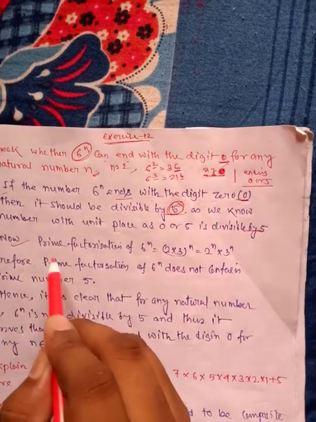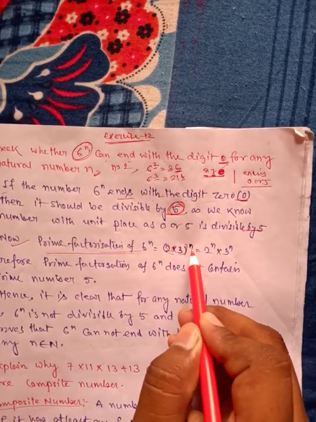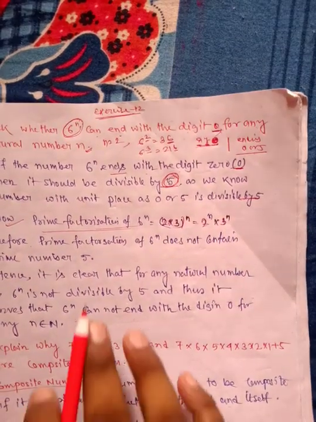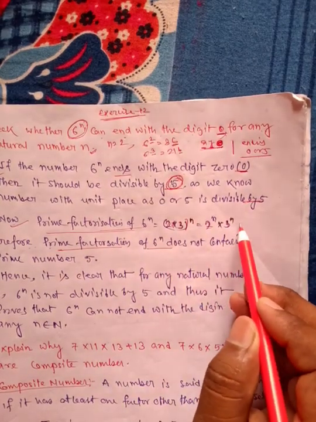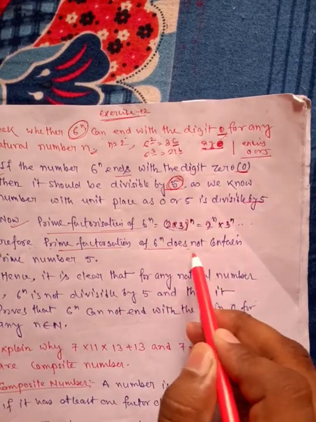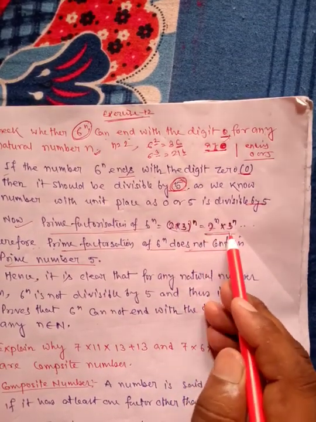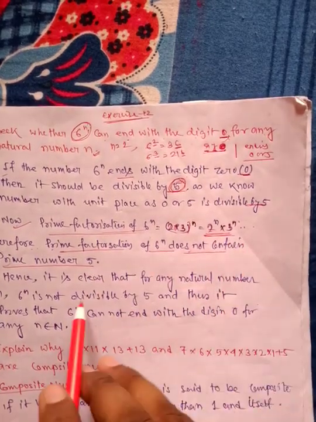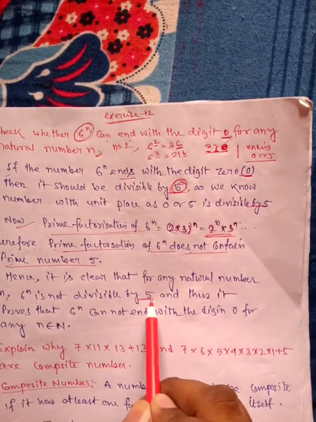But the prime factorization of 6 to the power n: 6 is 2 into 3, and the whole to the power n is 2 to the power n into 3 to the power n. So what we see here is that in the prime factorization of 6 to the power n, there is no factor of 5. It does not contain the prime number 5. Hence it is clear that for any natural number n, 6 to the power n is not divisible by 5.